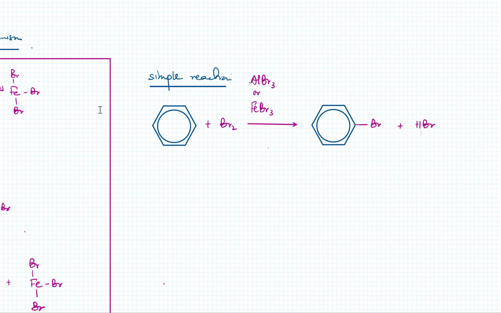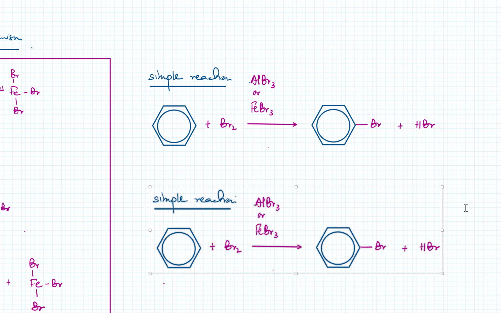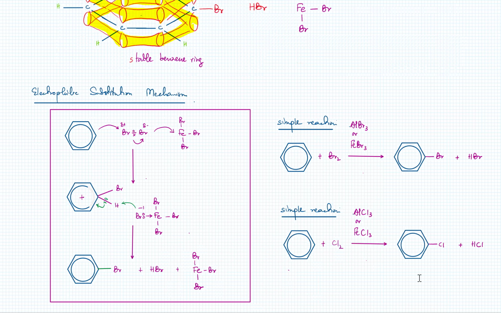Yes, sir. And there are actually two reactions. There's chlorination as well. So chlorination is exactly the same, except that instead of Br2 it's going to be Cl2. So you're going to have Cl2 and there's going to be Cl over here and HCl that's going to be formed. And the catalyst would not be AlBr3 or FeBr3, it's actually going to be AlCl3 or FeCl3. Okay? So a catalyst is going to be needed in both cases.